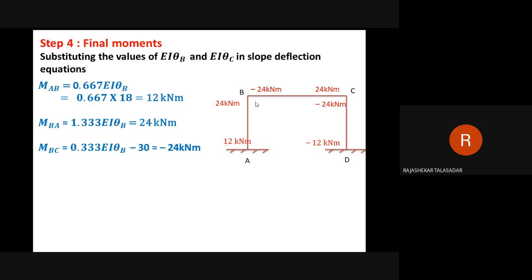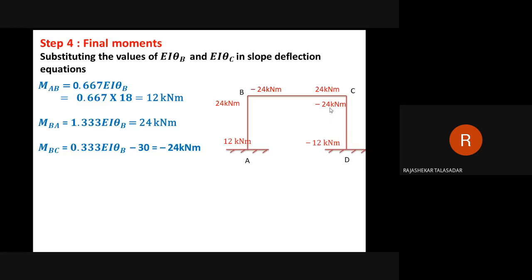Next, MBA is 24 kilonewton meter. The corresponding member on the other half is CD. So MCD is minus of MBA. So it will become minus 24. Next, MCB is minus of MBC. Minus into minus will become plus. So this is 24 kilonewton meter.